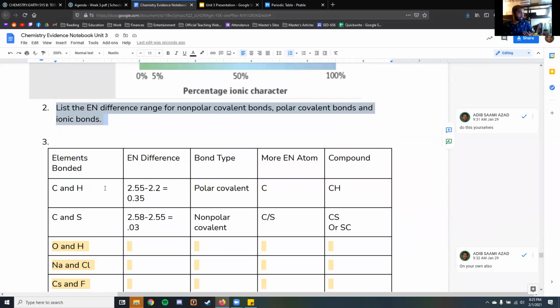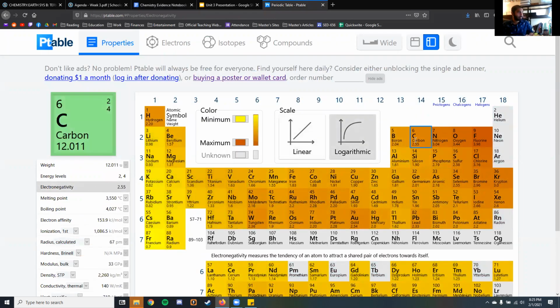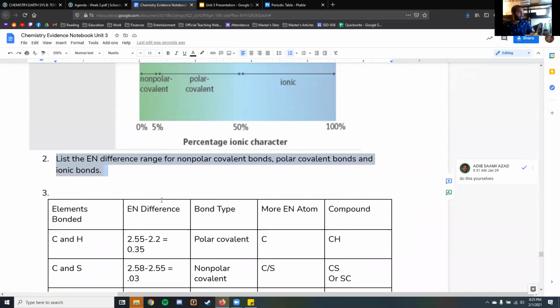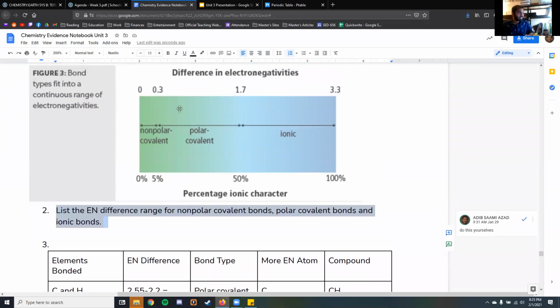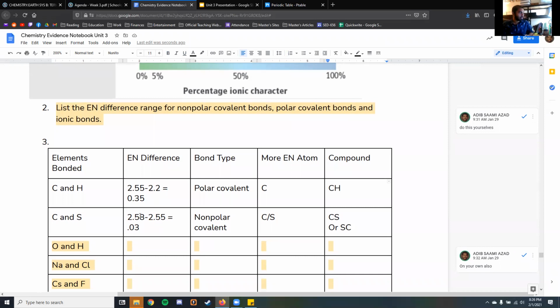We want to find out the electronegative difference between carbon and hydrogen. To do that, I look up the periodic table, I look up electronegativity. There's carbon at 2.55. There's hydrogen at 2.2. We just subtract the 2. That's the electronegative difference. That's about 0.35. We look at the chart here, 0.35, but that's a slightly polar covalent. So that's our bond type. Which one's more electronegative? That's carbon. And so what's that compound? It's carbon-hydrogen. That's it.